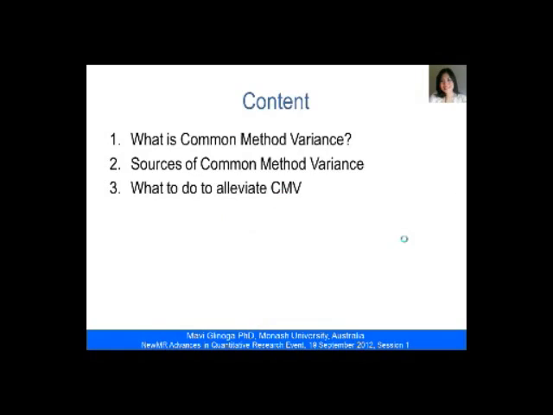Oh, here we go. Okay, so there are three contents in what I'm going to be talking about. I'm going to be talking about what is common method variance, what are the sources of common method variance, and what you can do to alleviate common method variance.